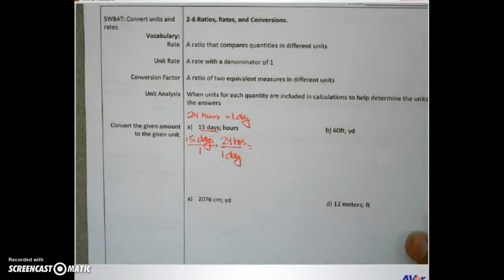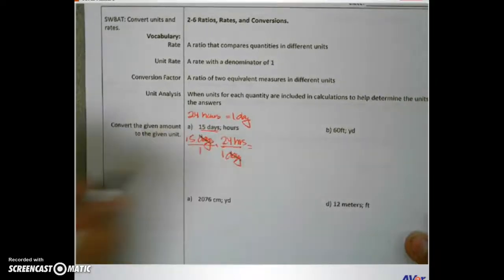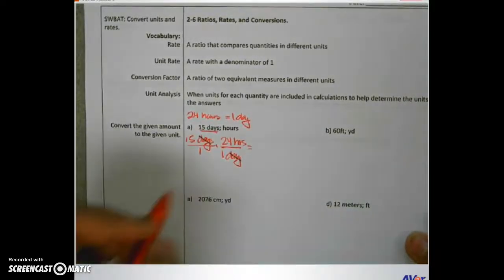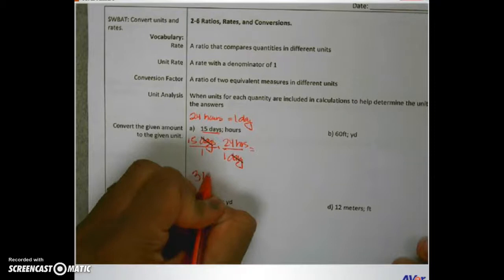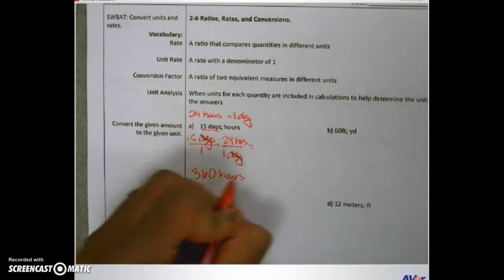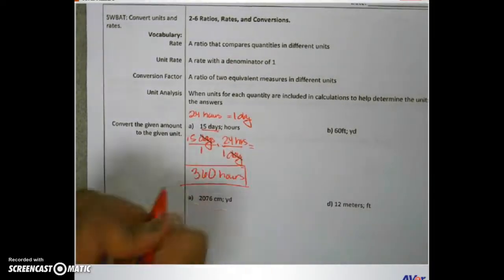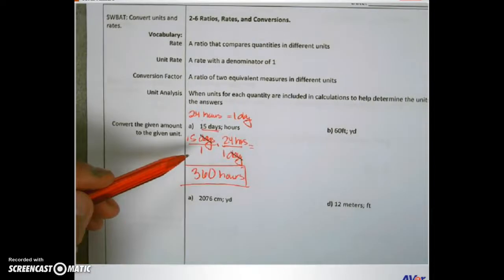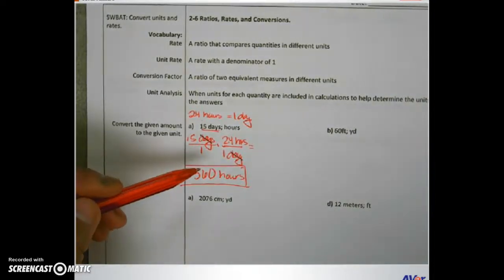Now, these days, they cancel. We can cross cancel. And so now all I need to do is multiply 15 times 24, and I get 360. Is that my final answer? Heck no, techno. I need the units. That's why I did all that work. 360 hours. Now I'm positive that I should have multiplied and not divided.